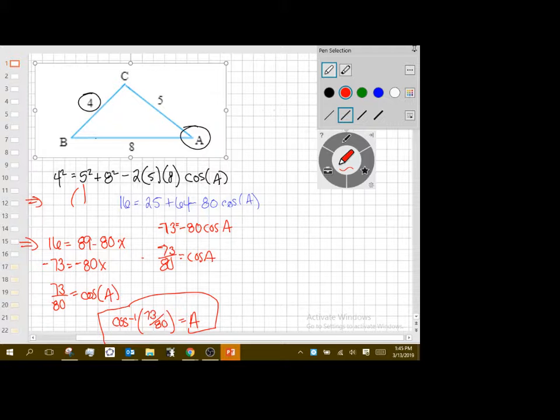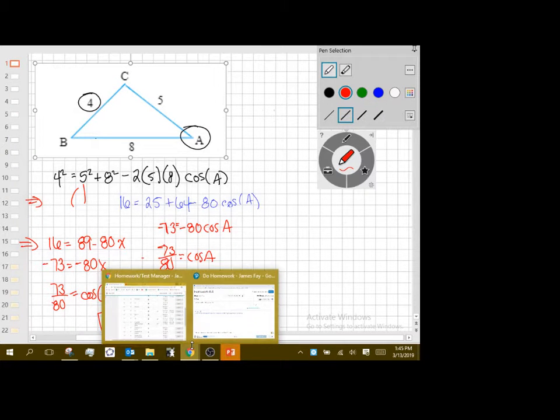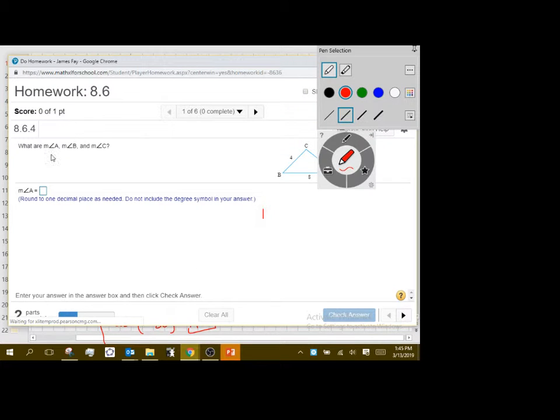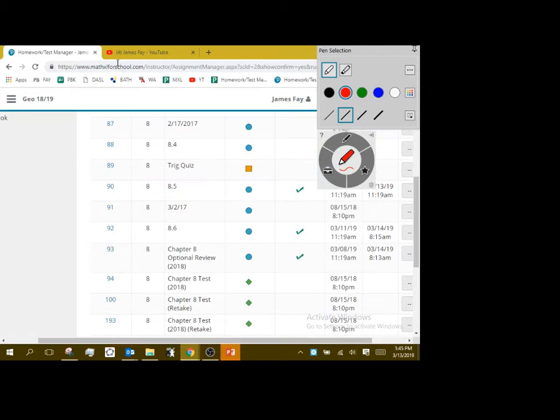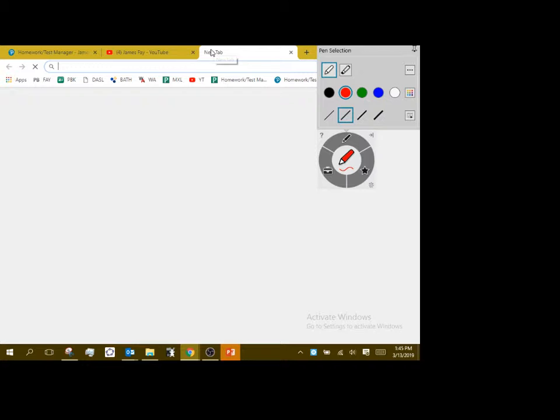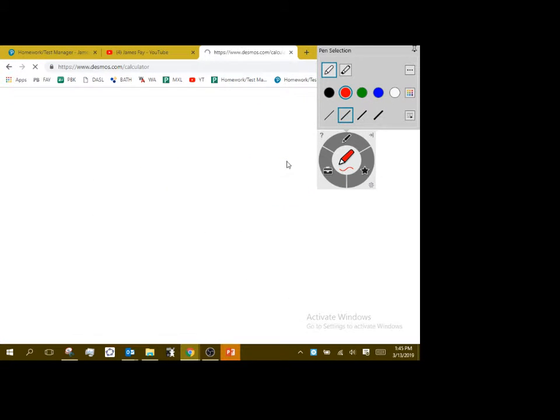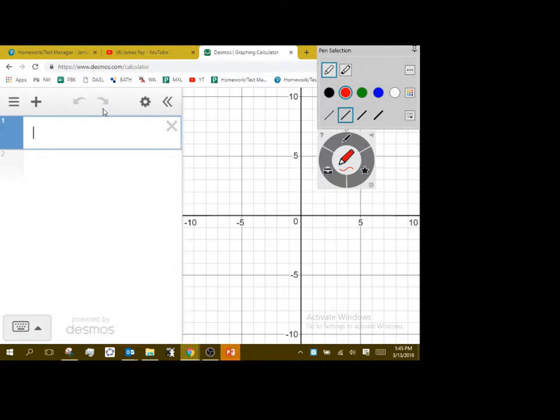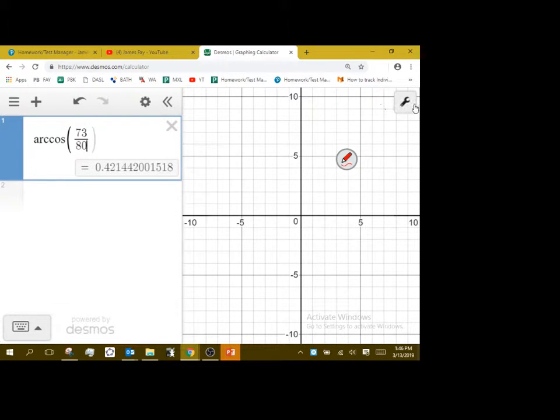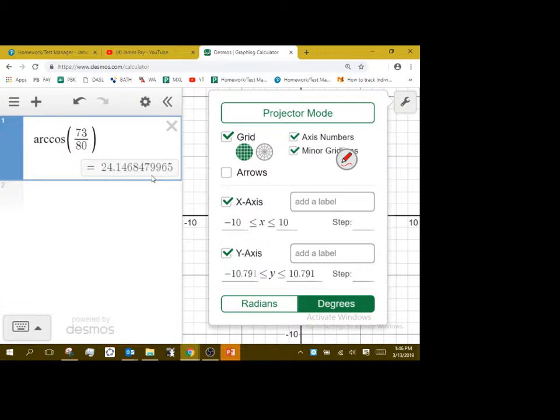So, when we do that, let me get a Desmos up here. And I've had many people doing this today. They're typing everything in right, getting the wrong answer, and what's the reason? Why do they type everything in right and get the wrong answer? Yeah. So arc cosine, what would we say, 73 over 80? So that's in radians. So we're going to put that in degrees, and we get 24.15.